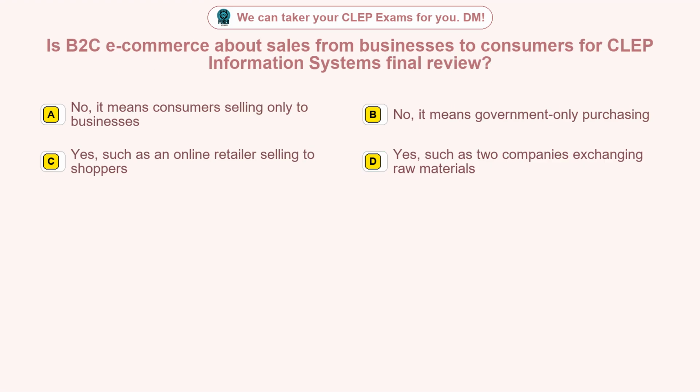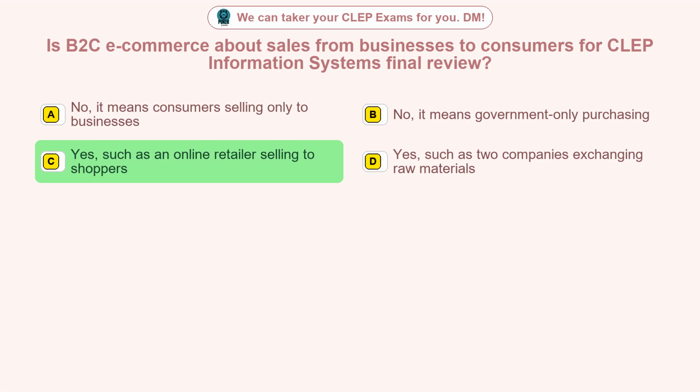Question 12. Is B2C e-commerce about sales from businesses to consumers for CLEP Information Systems final review? Option A. No, it means consumers selling only to businesses. Option B. No, it means government-only purchasing. Option C. Yes, such as an online retailer selling to shoppers. Option D. Yes, such as two companies exchanging raw materials. The correct answer is option C.